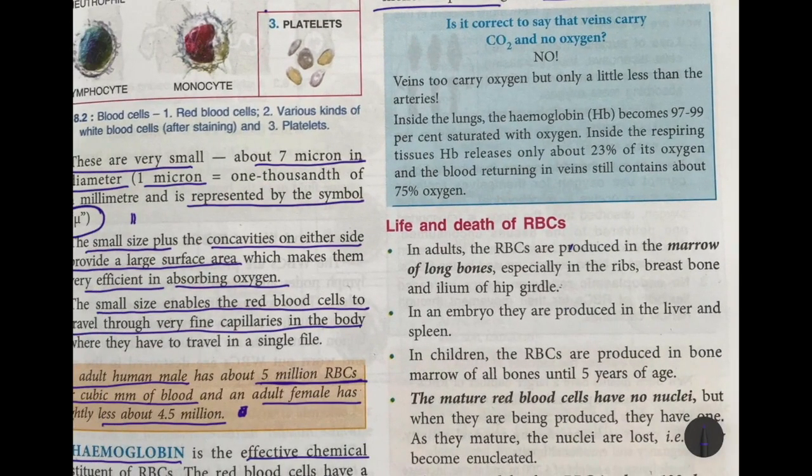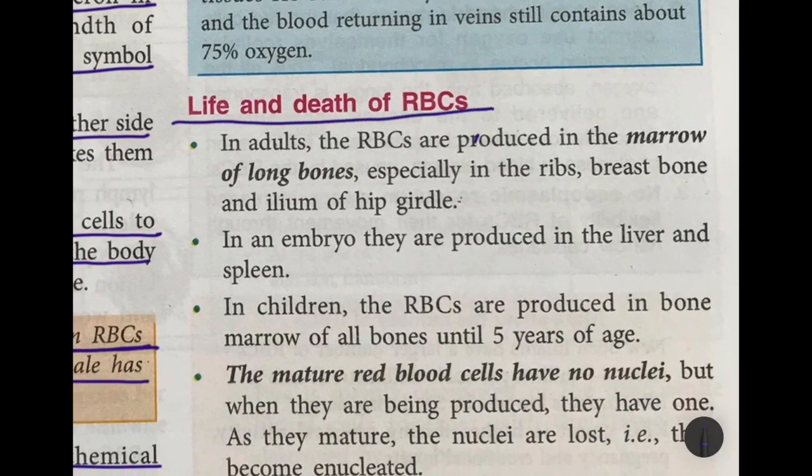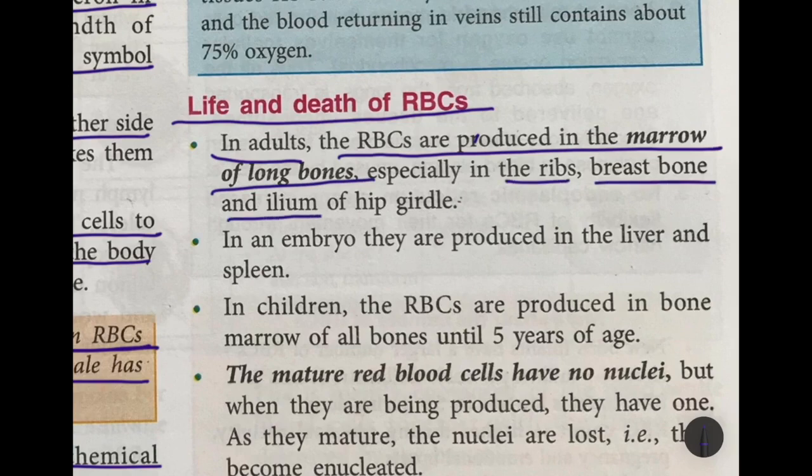Okay, now moving on to the life and death of red blood cells. Now, in adults, red blood cells are produced in the marrow of long bones, especially in the ribs, the breastbone, and the ilium of hip girdle. If you remember, we had discussed this in the skeletal system in part 1 of this book. Now, in an embryo, that is the embryo when inside the mother's womb, bones are not yet formed. So where are the red blood cells produced? They are produced in the liver and the spleen.